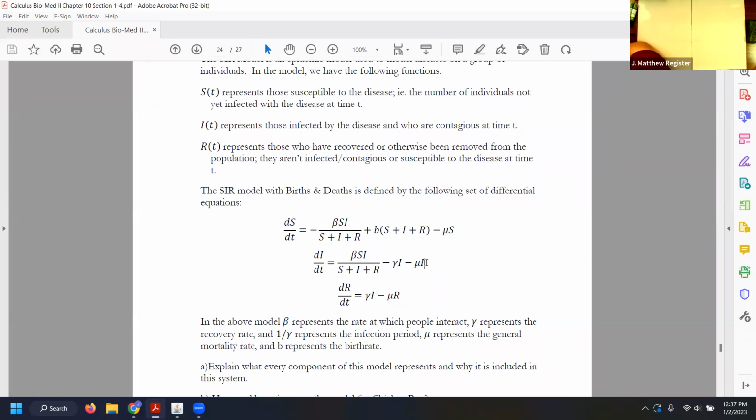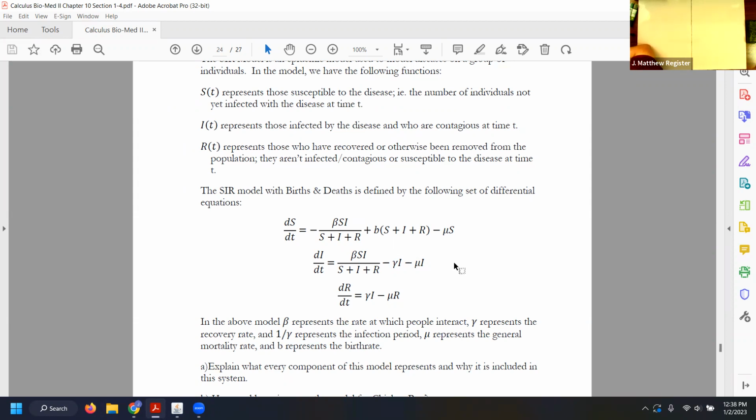Mu then again represents just natural death. And then dR/dt, well, this is the people who have been removed from the infected category through recovering or dying from the disease. And so that's what this term represents. And then again, mu represents the natural mortality rate.